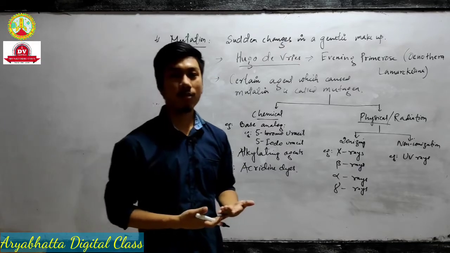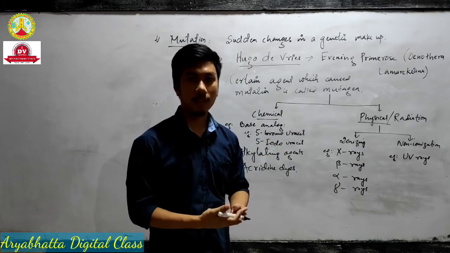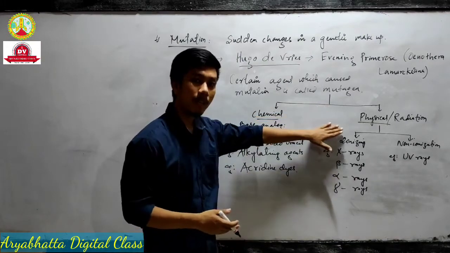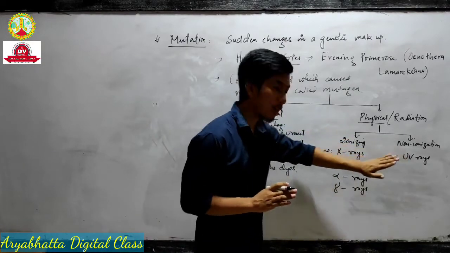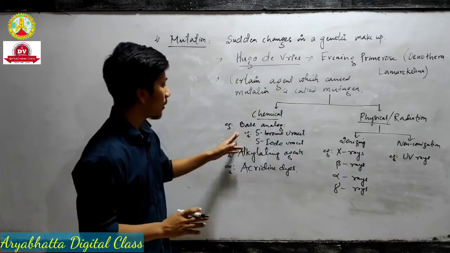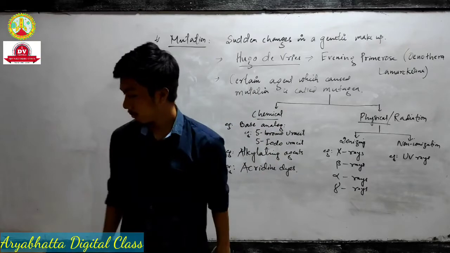Which factors cause mutation? Chemical and physical. The factors that cause mutation are known as mutagens, classified into chemical and physical or radiation. Radiation is of two types, ionizing and non-ionizing. Ionizing are all those, non-ionizing are UV rays. Chemical are all those. I need you to write it all down in your copy.